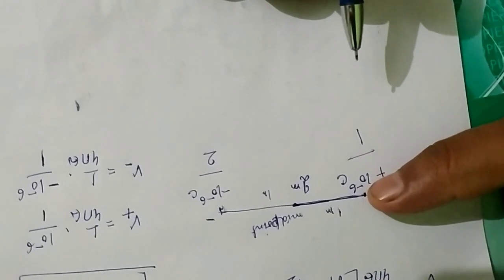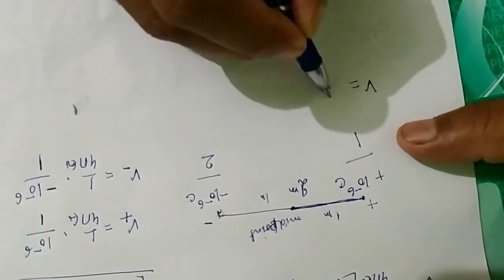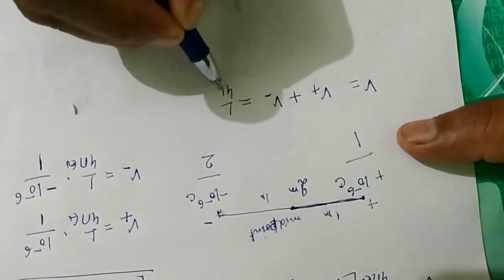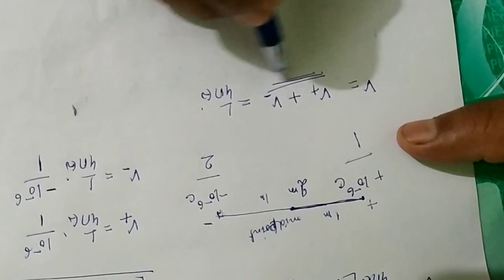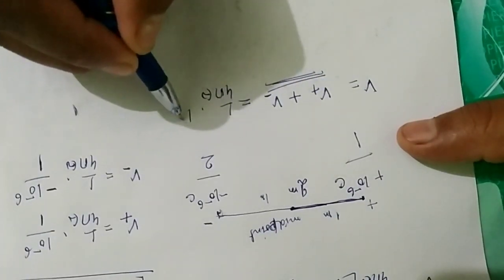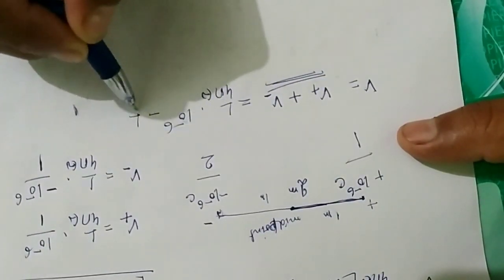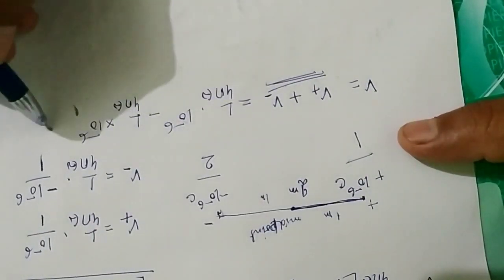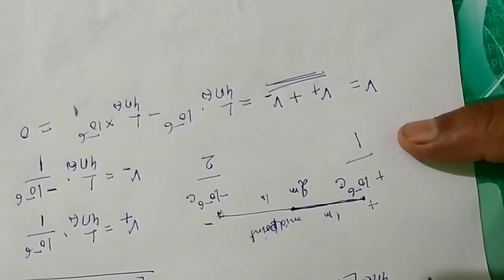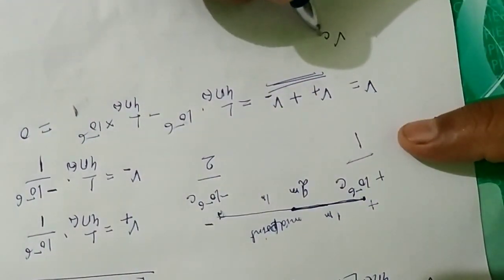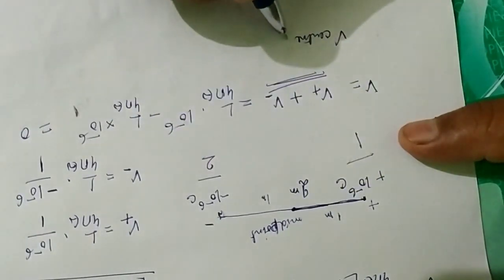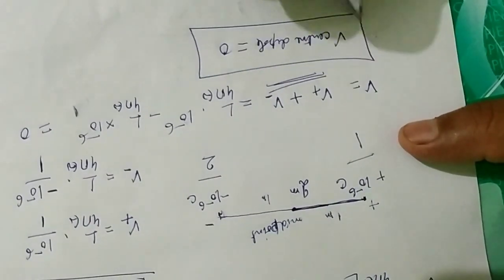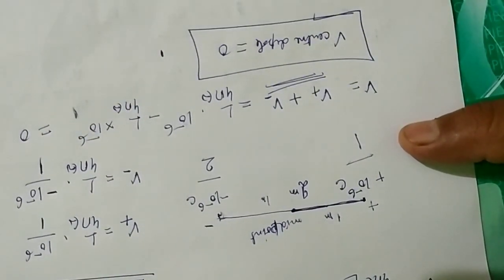Now, what is the total electric potential? Total electric potential will be equal to V positive plus V negative. So it is 1 upon 4 pi epsilon naught into 10 raised to minus 6, minus 1 upon 4 pi epsilon naught into 10 raised to power minus 6. If you solve it, it comes out to be 0. So the electric potential at the center of a dipole is equal to 0. So this is your electric potential and how to calculate it.